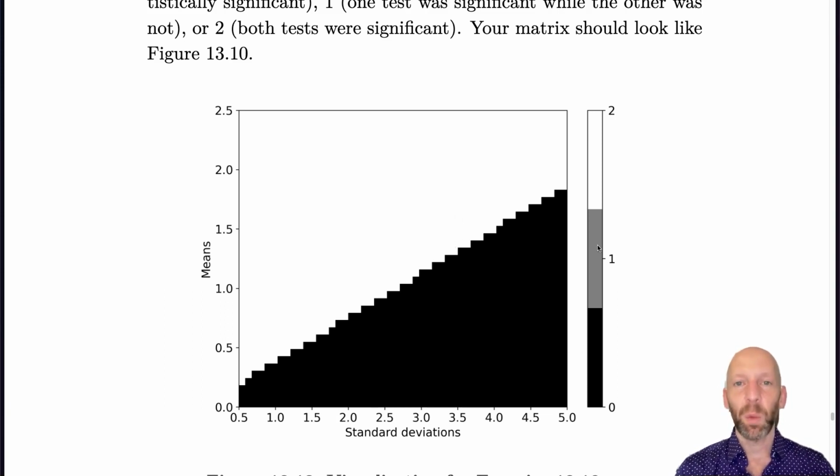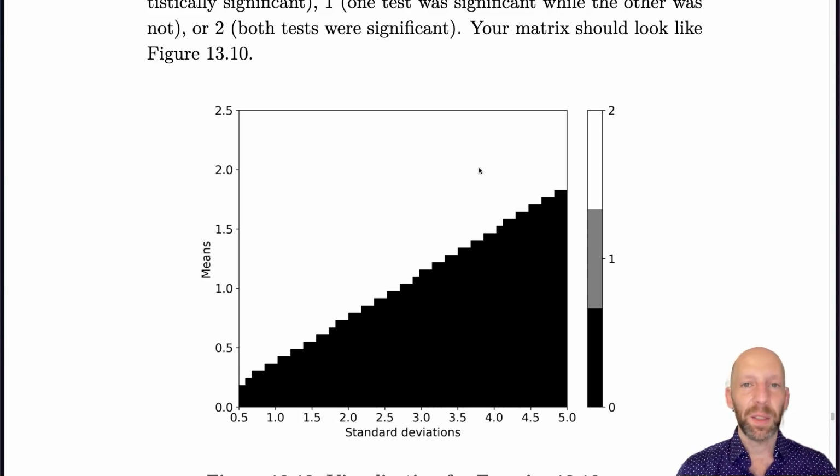It's either 0, 1, or 2. Now, the element in the matrix should be 0 when both tests give a non-significant result. So here you can see the standard deviation is large and the mean is relatively small. So these samples will be non-significantly different from 0. So the t-test and the confidence interval both indicate non-statistical significance.